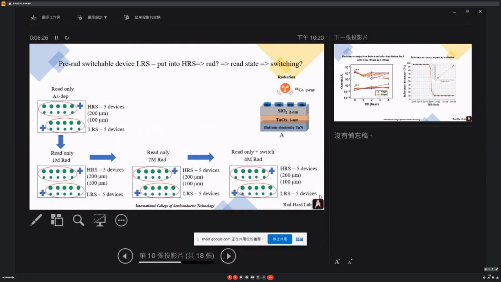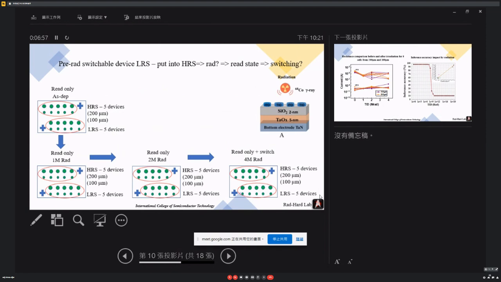First, for the pristine device, I just measure the sweeping voltage 0.1; this is called read disturb. I took 5 devices with 200 and 100 micrometer dimensions, and there I just applied the initial read to check stress. It's called read disturb. I will show the next slide, how it was done.